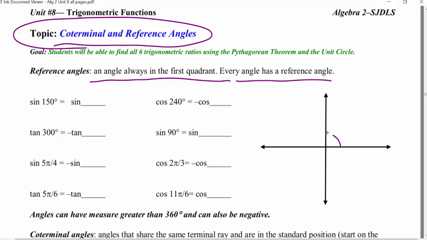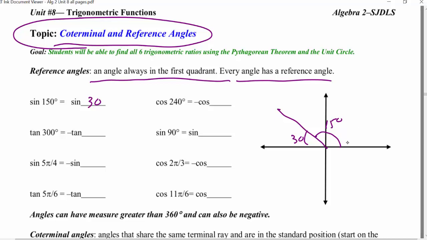So if you do a 150 degree angle, that's 150 degrees. The angle left over is 30. So the question is, are those equal? Well, in the second quadrant, sine's positive, and in the first quadrant, sine's always positive. So they're equal.